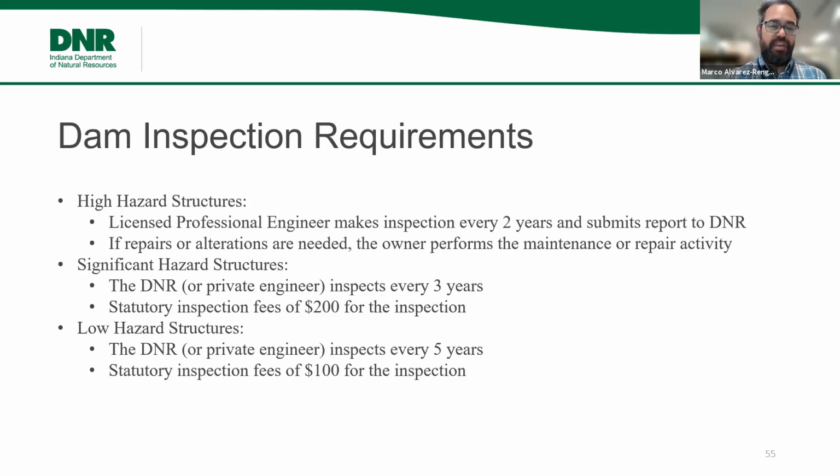The other two cases, significant hazard dams and low hazard dams, are inspected by DNR, or if the owner wants a licensed professional engineer, you can hire one. Under DNR inspections, it's going to be every 3 years for significant hazard, and the fee DNR charges is $200 for the inspection. Low hazard structures are also inspected by DNR, every 5 years. If the owner wants a private engineer to inspect this dam, the minimum is every 5 years. Inspecting more often is up to you. And the statutory fee for inspection of a low hazard dam is $100.